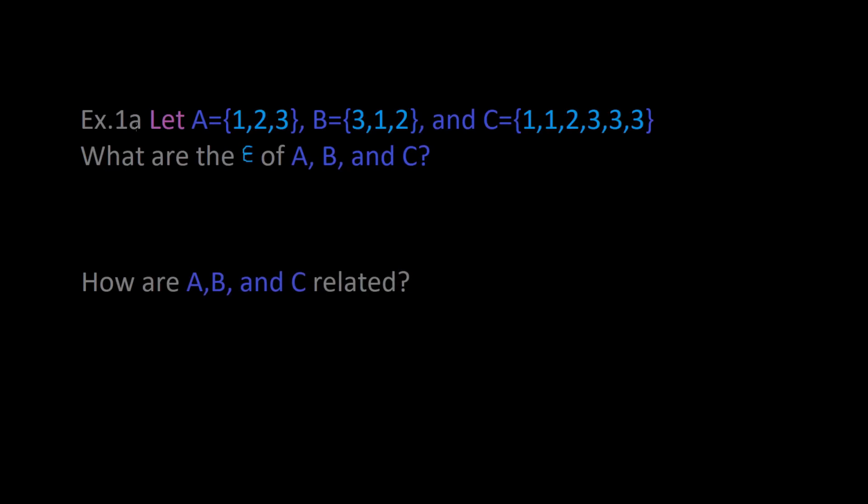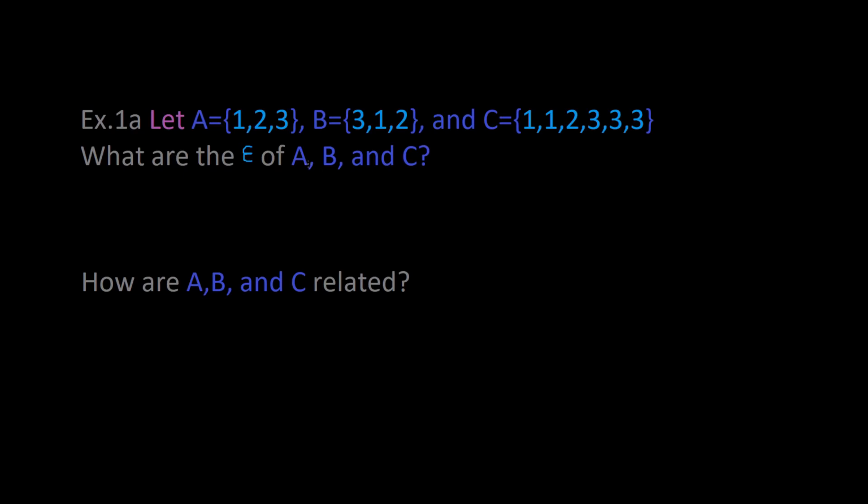Example 1a. Let A equal {1, 2, 3}, B equal {3, 1, 2}, and C equal {1, 1, 2, 3, 3, 3}. And take note that these are all sets. So A equals the set of, so that's how you have to say it. A equals the set of 1, 2, 3, B equals the set of, so forth and so on. So if you're talking to someone, that's how you have to say it. The set of. I just said it that way so you guys could follow along.